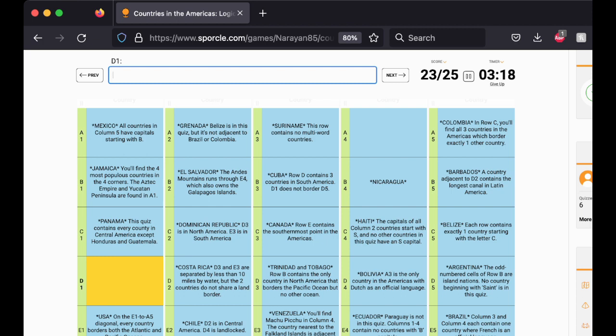No country beginning with Saint is in this quiz. Okay, so that eliminates Saint Kitts, St. Lucia and the Caribbean nations. Okay, we did the diagonal. D2 is in Central America. Okay, we did D2 and D4. Machu Picchu, it's in column 4. Okay, we did that. Paraguay's not in this quiz. Column 3 and 4 contain one country. Okay, we've done that.